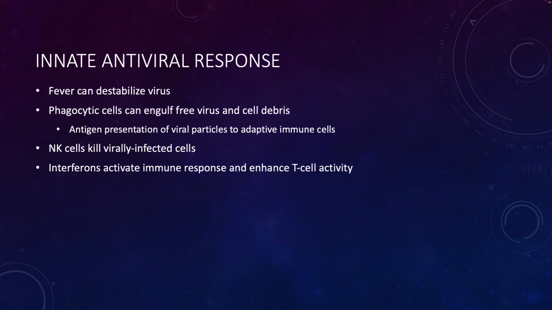Phagocytic cells can engulf free virus. It's easier if they've been tagged with antibodies already. But as I mentioned before, those phagocytic cells can also be really important to pick up the cellular debris. So when a cell undergoes apoptosis, they come in and clean up that mess.